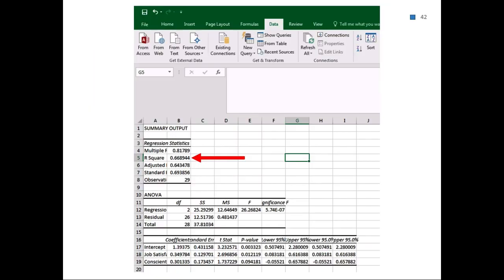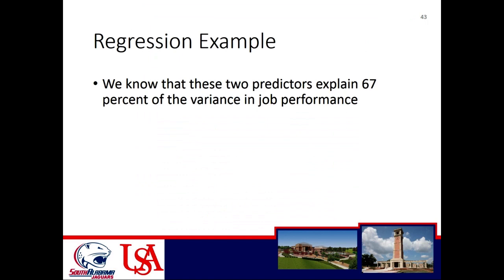Okay. And the very last thing we want to look at on this regression result is our r squared. So our r squared was 0.668. If we rounded that to 2 decimal places, it would be 0.67. We would therefore know that these two predictors explain 67% of the variance in job performance. So just job satisfaction and conscientiousness in this example explain 67% of the variance in job performance.